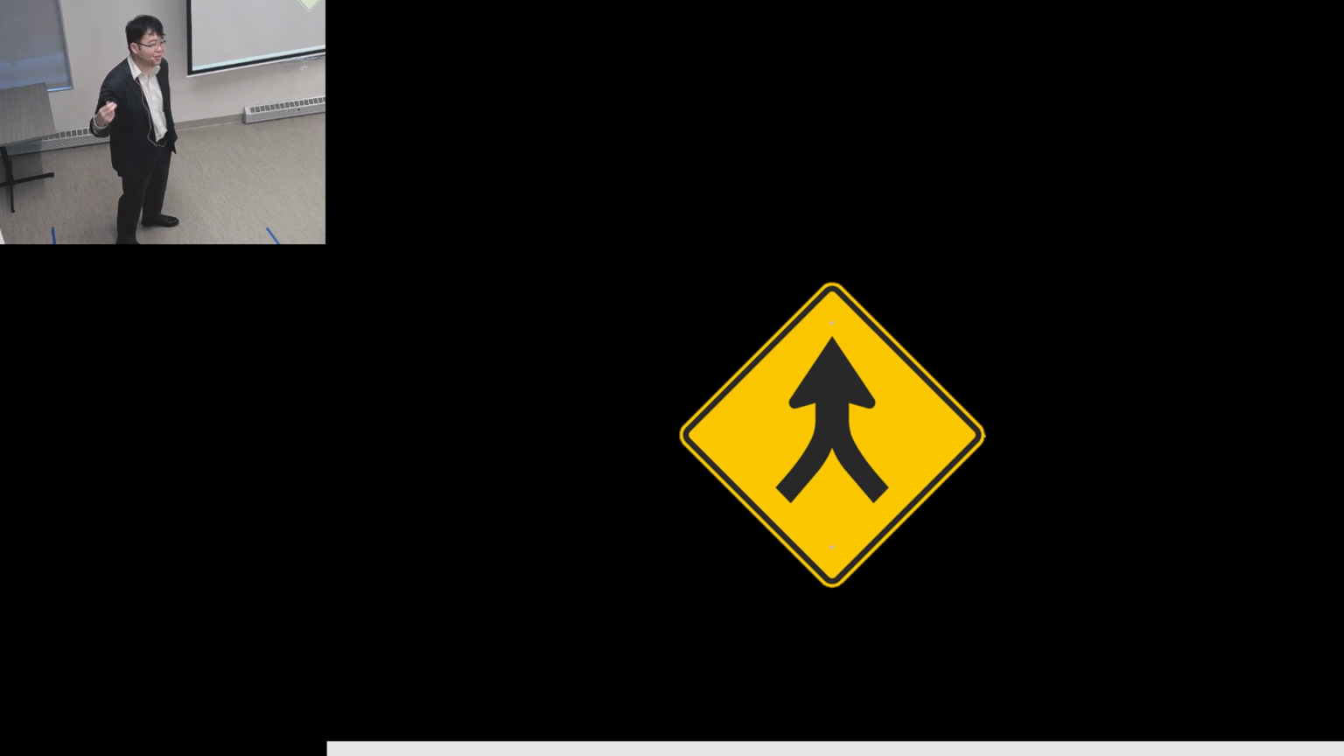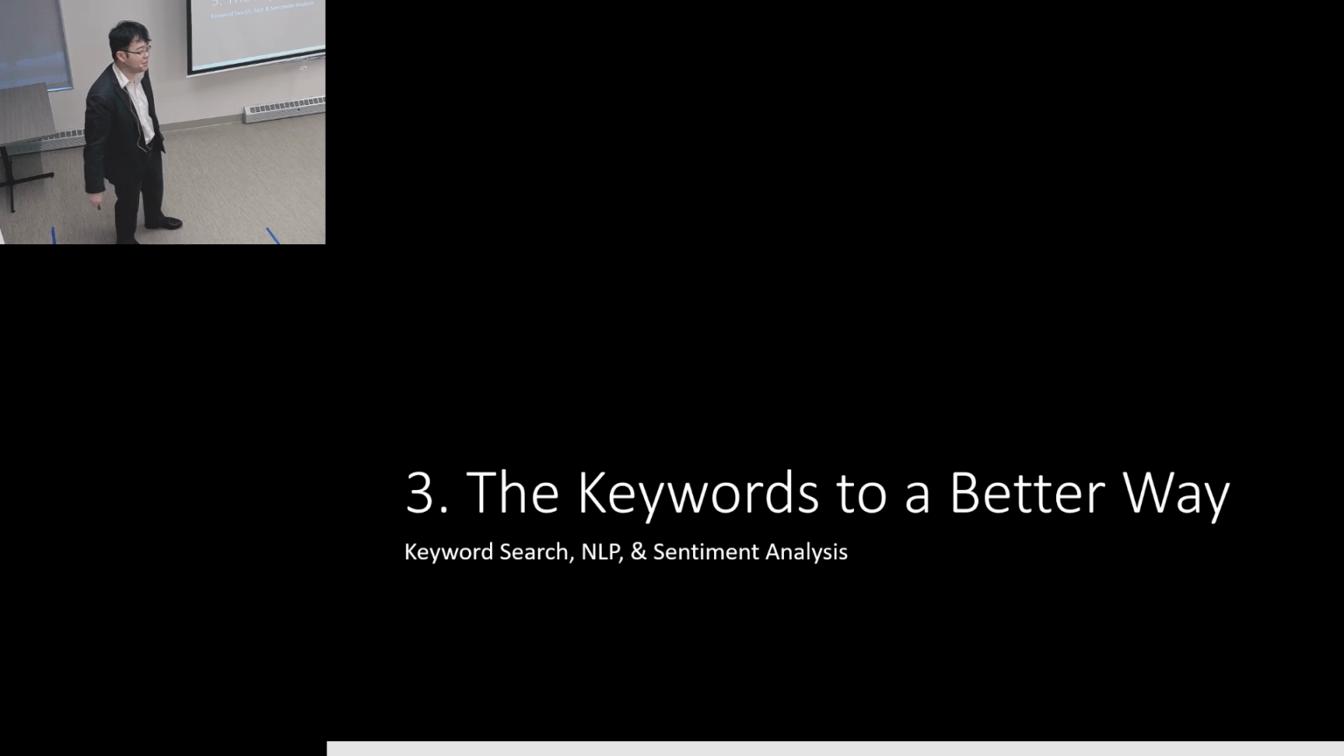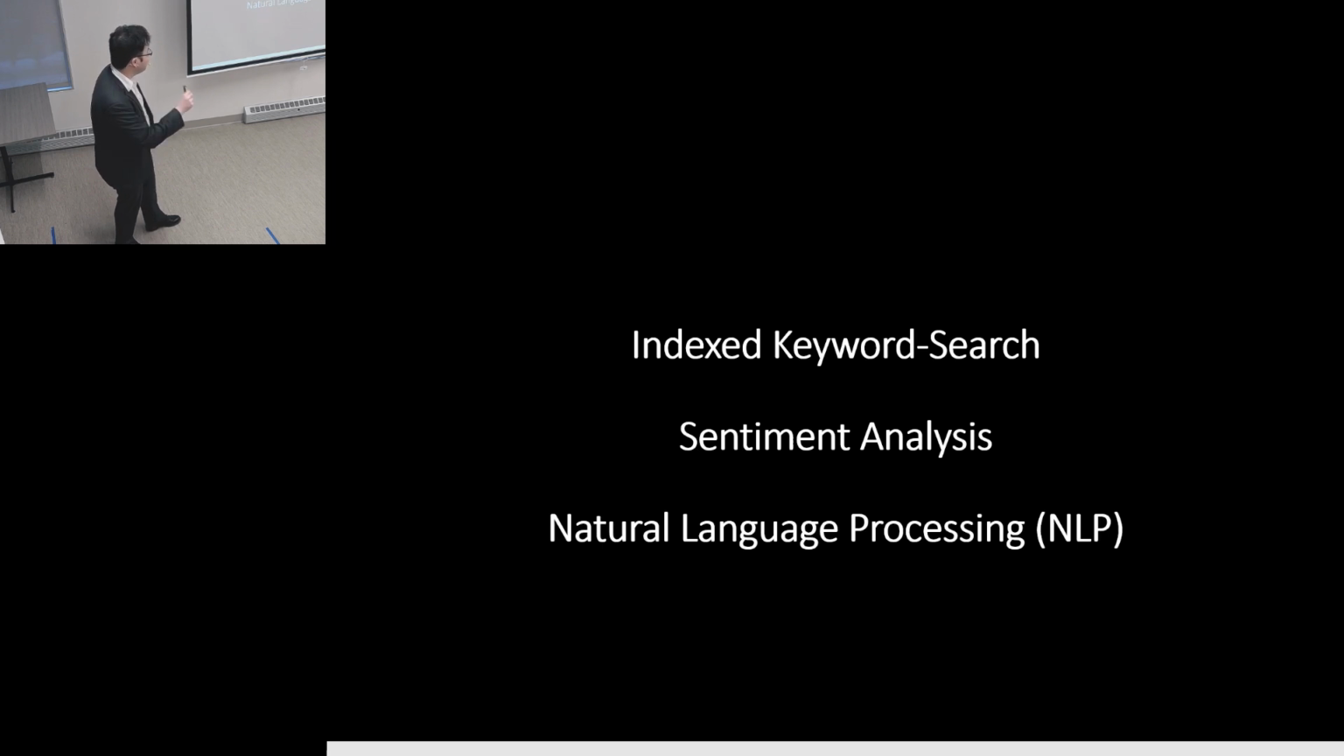Because we are obviously not the only group, the only clinical division or technology division, to have these kinds of issues, and you have to look outside to figure out how other people are solving it. So section 3, the keywords to a better way, and we're going to talk about 3 main things. This is a little more technical, but I think these are very important ideas to get a hold on: index keyword search, sentiment analysis, and natural language processing as a general topic.